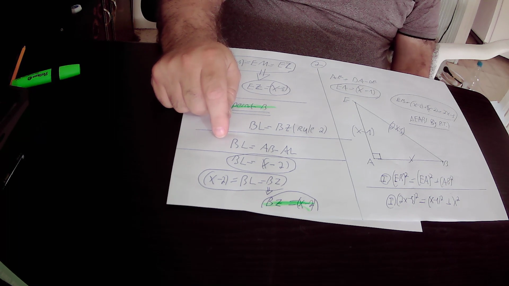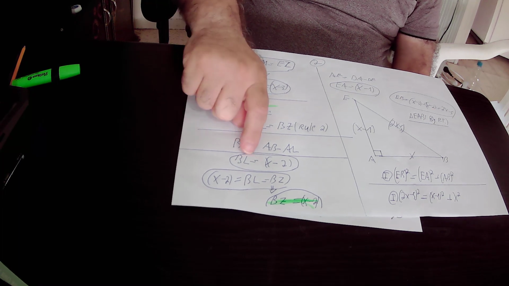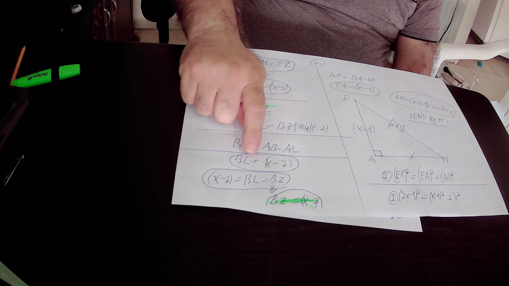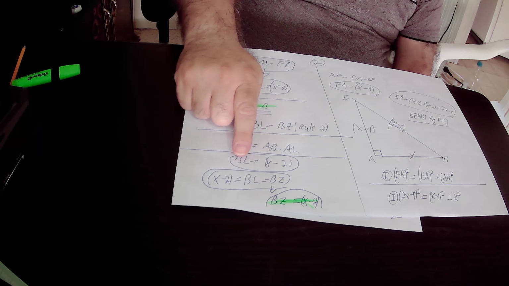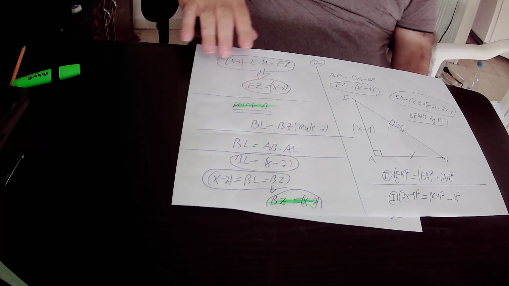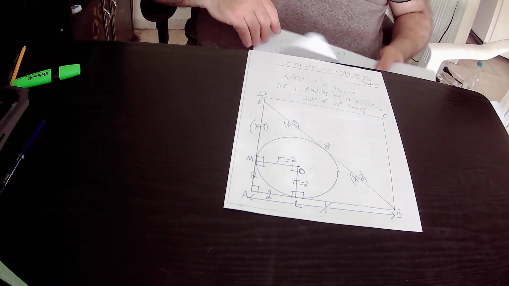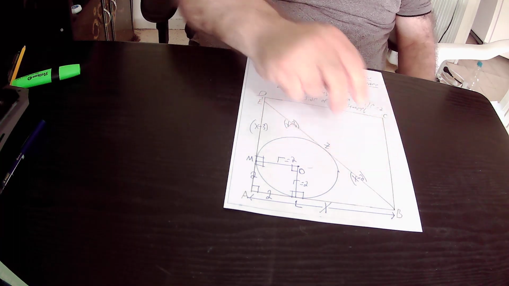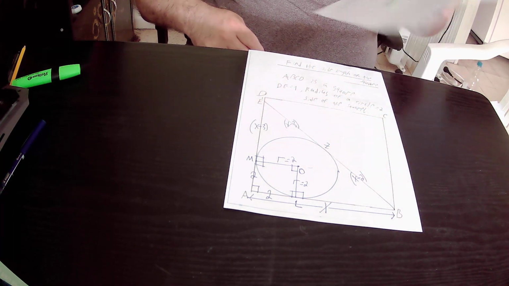According to rule number 2, we found out that BL equals BZ. And we just found out that BL also equals X minus 2. So from this equation, X minus 2 equals BL equals BZ, we derive that BZ is also equal to X minus 2. Here, BZ is also equal to X minus 2. Okay?